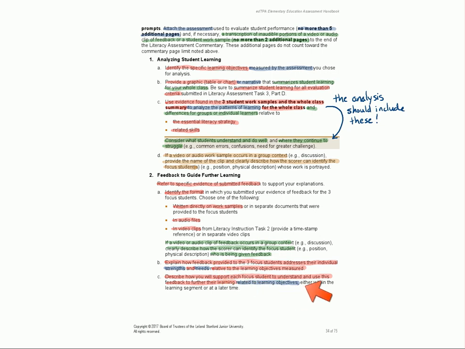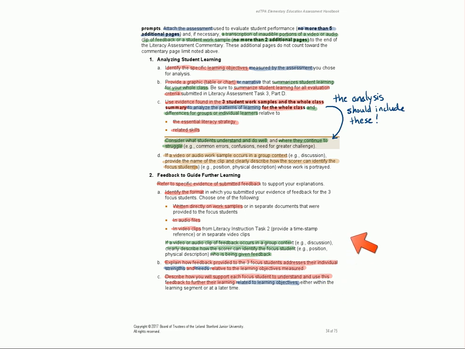Then you need to follow with describing how you will support each focus student to understand and use this feedback to further their learning related to the learning objectives. So you might take this as justifying your feedback. How will this feedback move them? And then what might you do after or in the next lesson to support students to use that feedback to further their learning? All right?